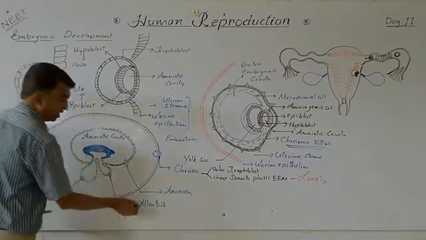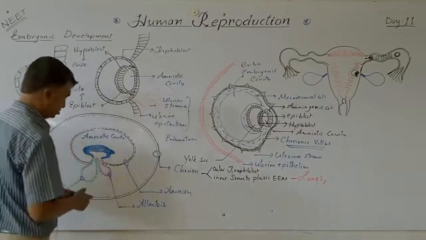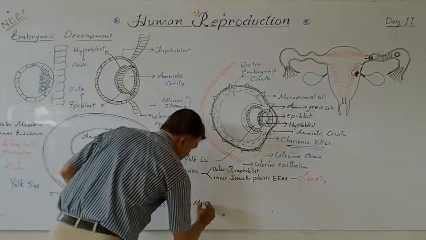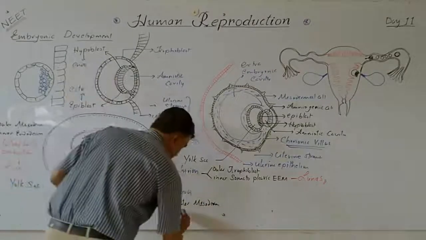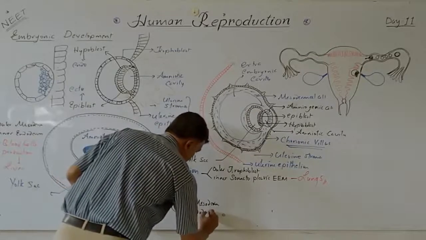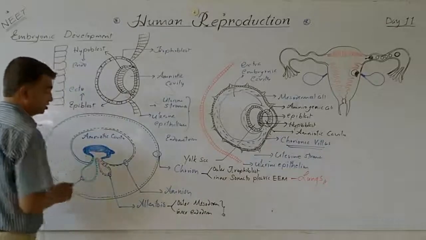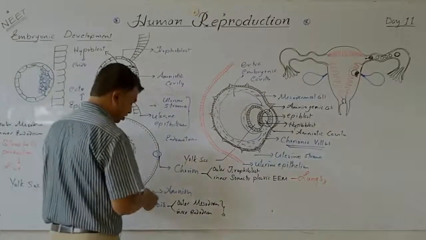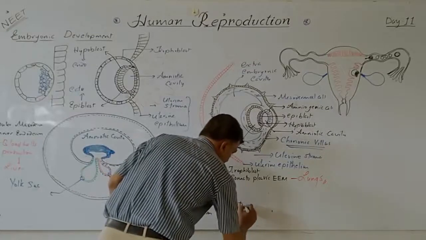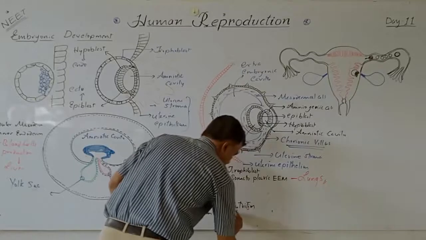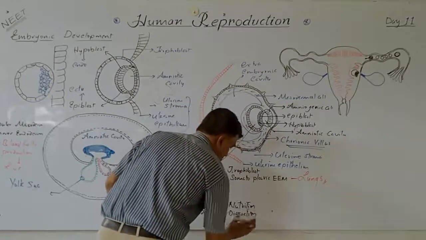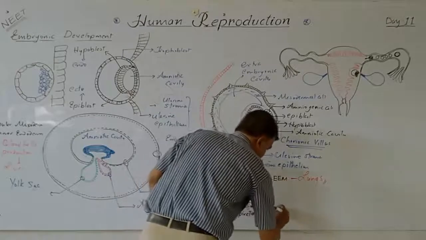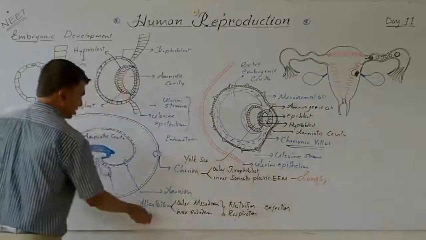Now, just beside the yolk sac is the allantois. The allantois is made up of outer mesoderm and inner endoderm. What is the function of this one? It acts as an extraembryonic excretory system. So allantois helps in almost three functions: nutrition, respiration, and excretion. So allantois also plays a very important role.